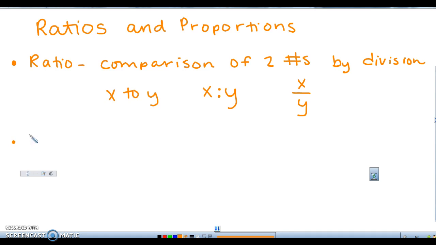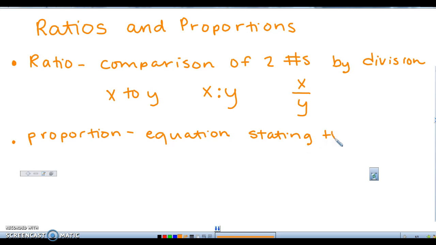The second word we need to define is proportion. And a proportion is an equation, because we've been talking about equations a lot. And this equation is stating that two ratios are equal.